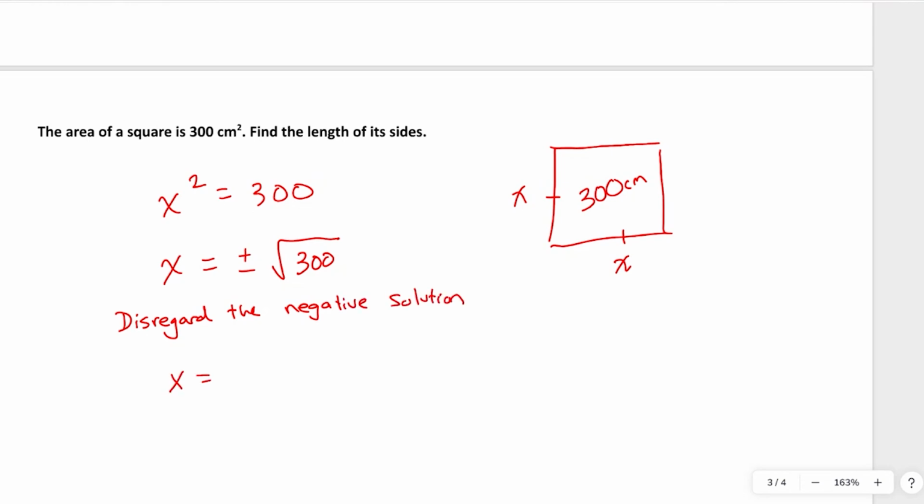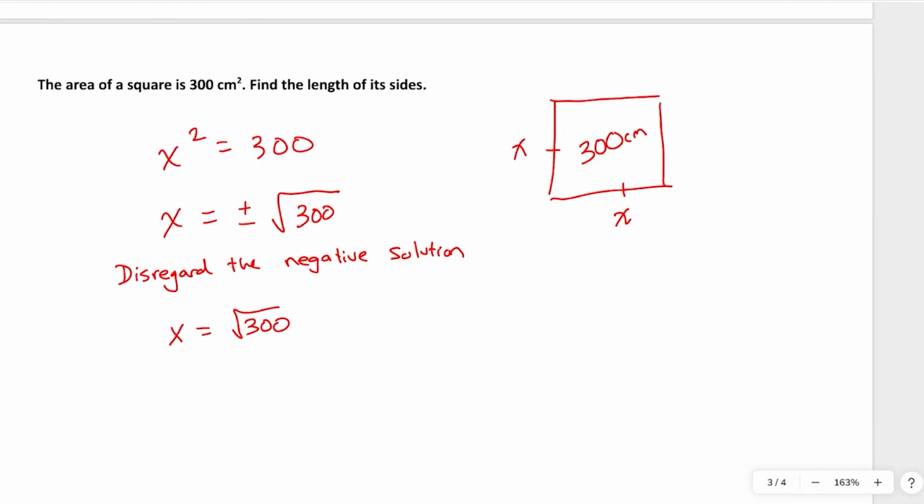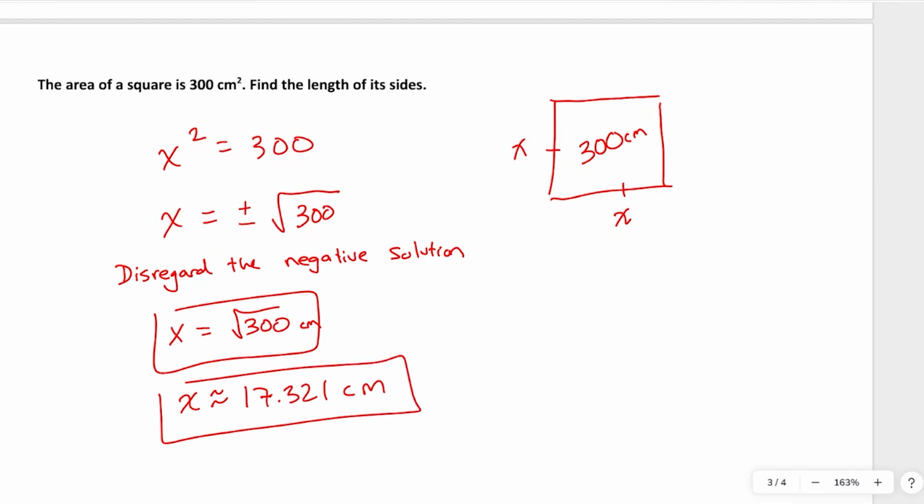Okay, so x will equal the square root of 300. That's the exact solution, and if you just box that, I'm good with that. But if we want the approximate solution, we would go to the calculator here and get the square root of 300, which is roughly 17.321. I'll just throw in centimeters also.